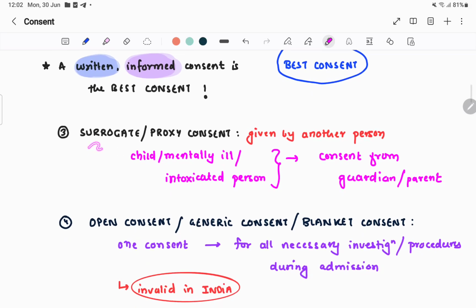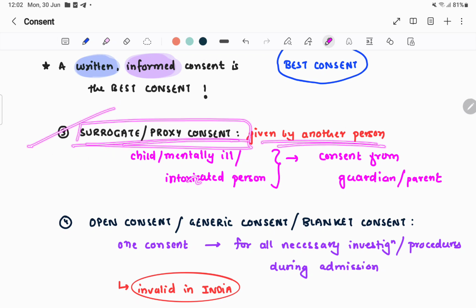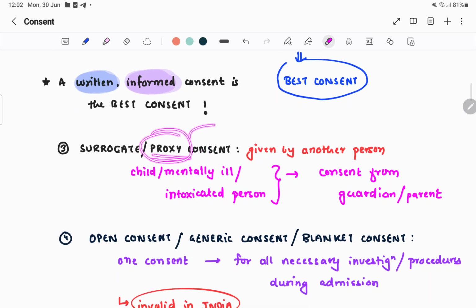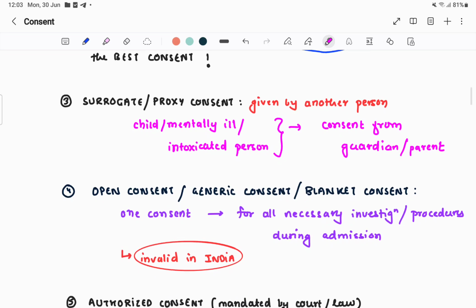There is surrogate or proxy consent given by another person. If it is a child, a mentally ill person or an intoxicated person, then a guardian or parent can give the consent. You use proxies in your classes for attendance, right? Surrogate consent is like that. Or if the patient is staying in a rented house, then the house owner can give the consent.